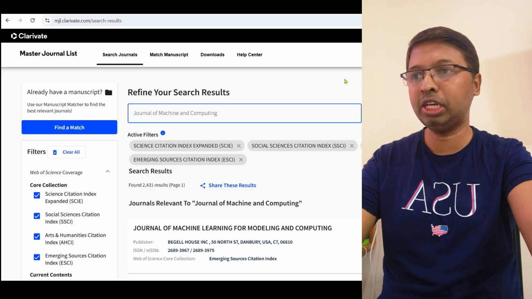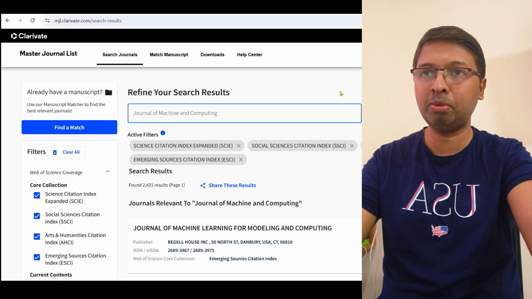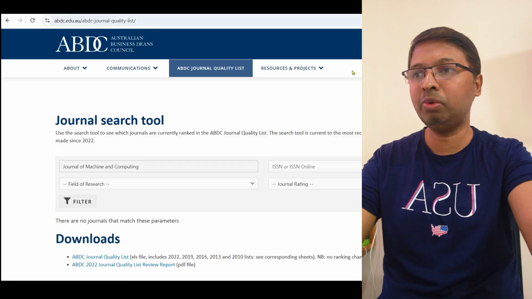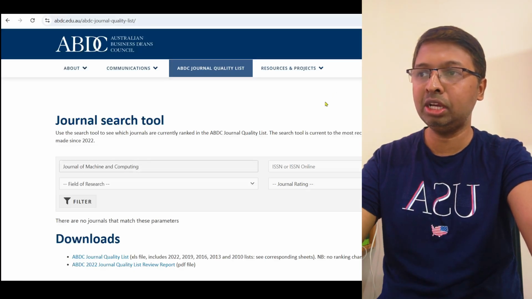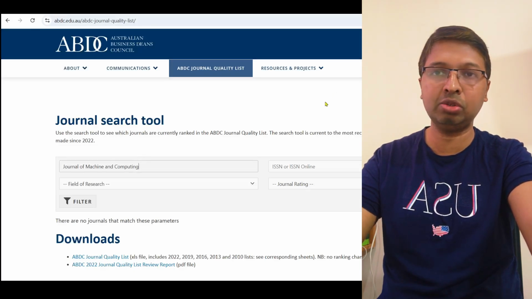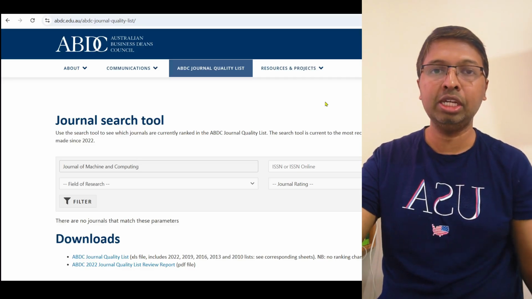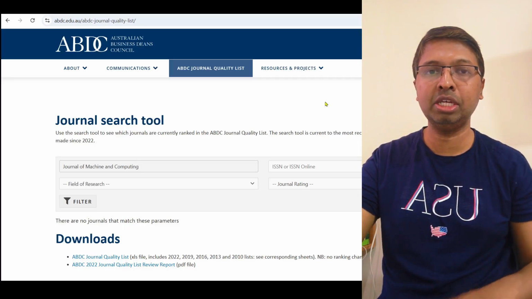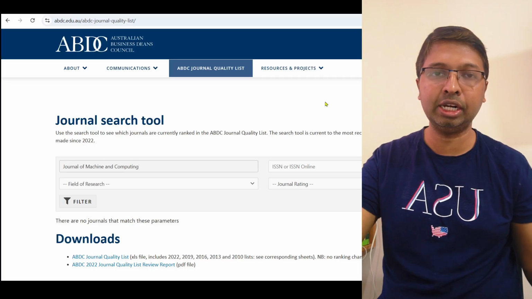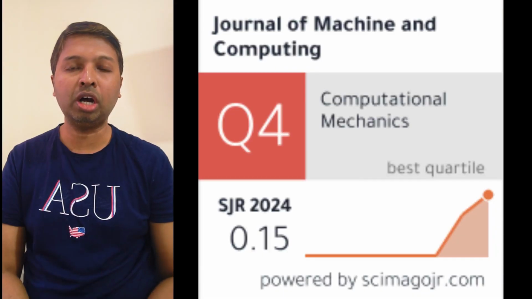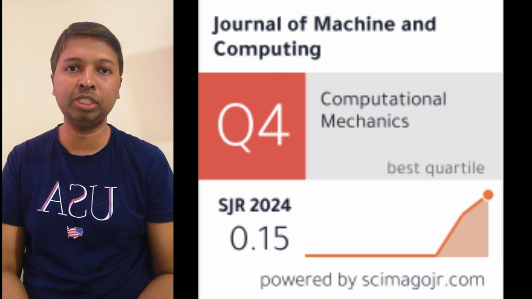We cannot find the journal information in the Master Journal List or the Web of Science database. Similarly, we cannot find the journal information in the Australian Business Deans Council journal quality list, which means that this journal is only indexed in the Scopus database and not in other reputed databases. There are no cloned or fake websites associated with this particular journal.